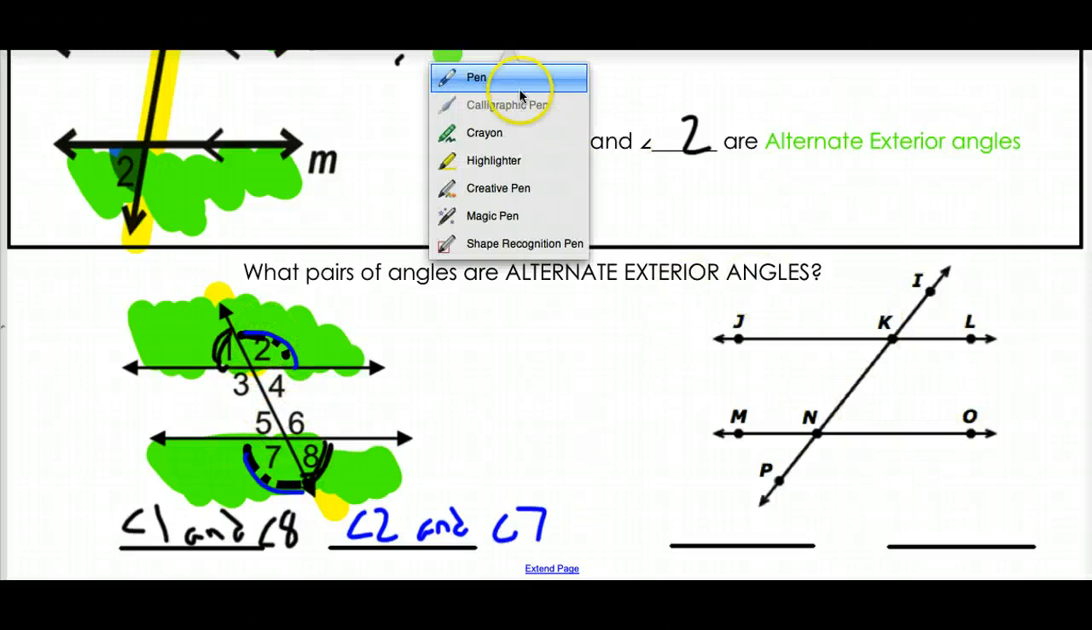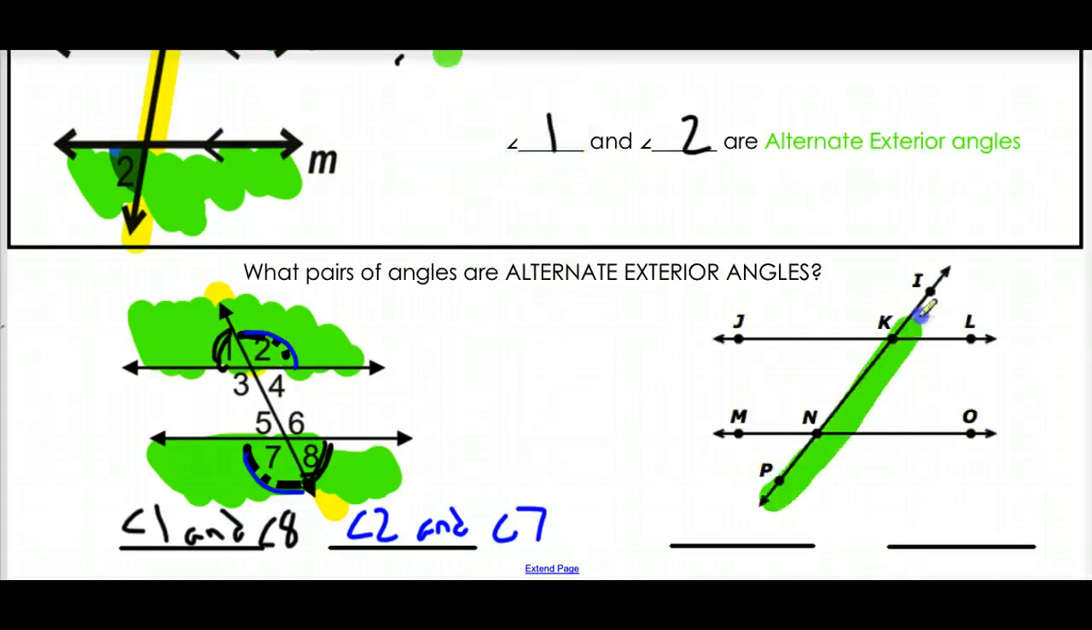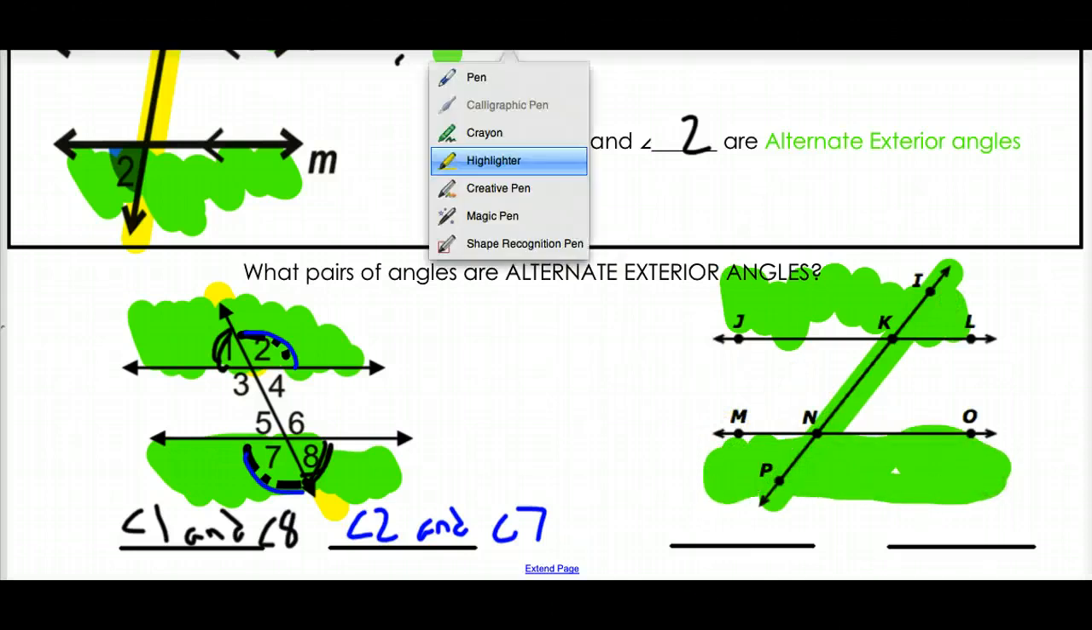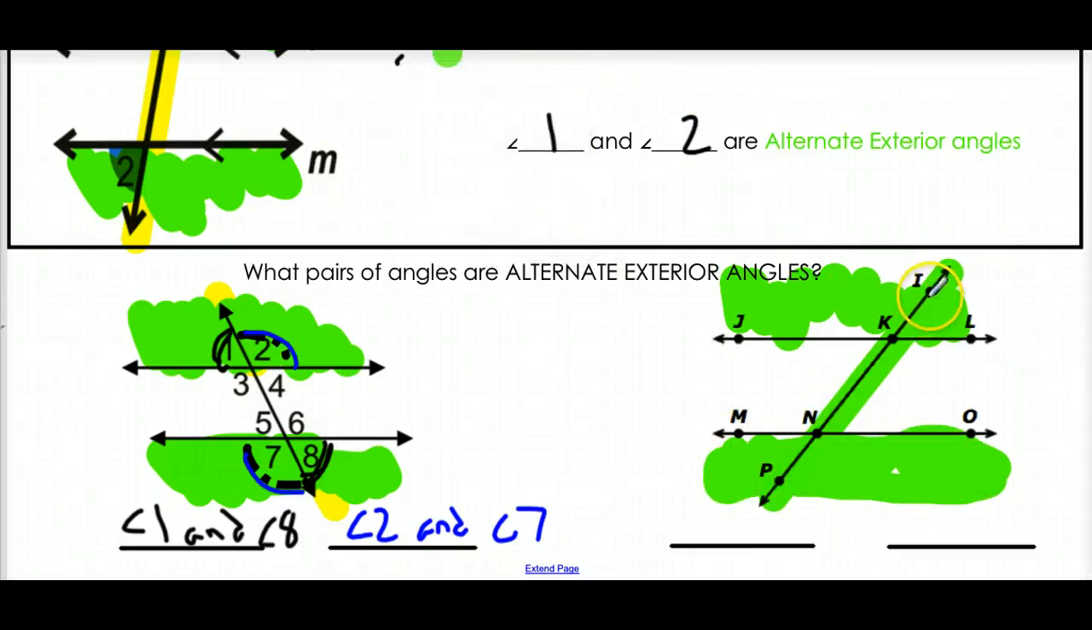Now let's try this funny looking figure. Once again, let's identify the transversal, which is right here, and the exterior, which would be out here and out here. And we want to find alternate exterior angles. Well, let's look here. Angle IKL and this angle, angle MNP, are considered alternate exterior angles. They're on opposite sides and they're both on the exterior.